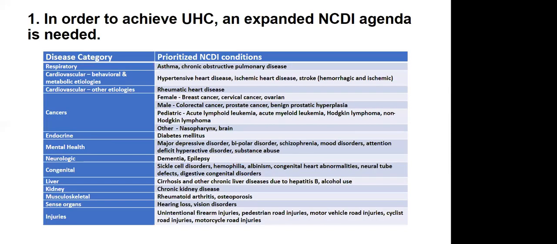So in the recommendations, we said that in order to achieve universal health coverage, we needed to expand our NCDI agenda. Even if we know we still need a lot of improvement in the 5 prioritized NCD conditions, there are a lot more that need our attention. These are the 43 conditions that we prioritized from the previous selection exercise that I told you about.